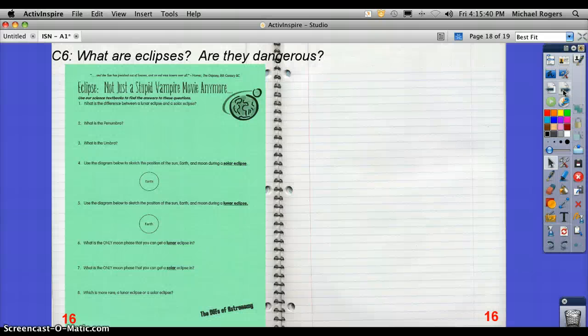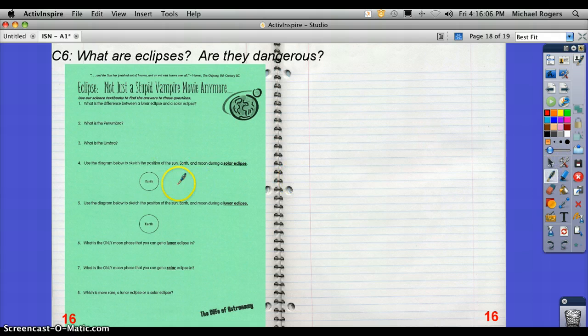And then finally, C6, what are eclipses and are they dangerous? And for an eclipse, really, this is where we just hit the books. And you looked up a few pretty straightforward definitions. What's the difference between a lunar eclipse and a solar eclipse? The big difference, of course, is that a lunar eclipse is when the Earth casts a shadow on the moon, whereas a solar eclipse is when the moon casts a shadow on the Earth. It's all about who's casting a shadow on whom.